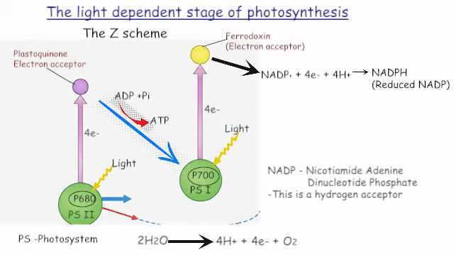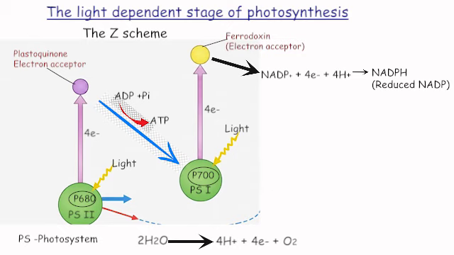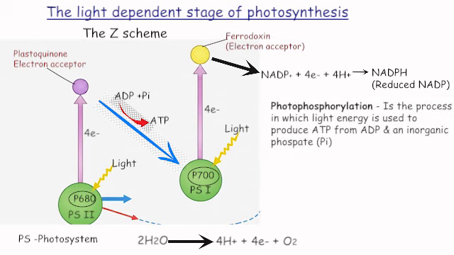Now I promised to talk about photophosphorylation, and this is the process by which light energy is used to produce ATP from ADP and an inorganic phosphate. How this happens is that as electrons move along the electron transport chain from plastoquinone, I intend to give you guys the picture here. As electrons move from plastoquinone along a series of electron carriers to photosystem 1, they lose energy.